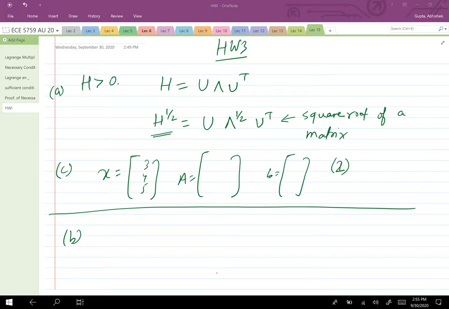I don't have a question. Perfect. Any other question on assignment 3? Could you guide me with 1B? I have no idea how to proceed with 1B.